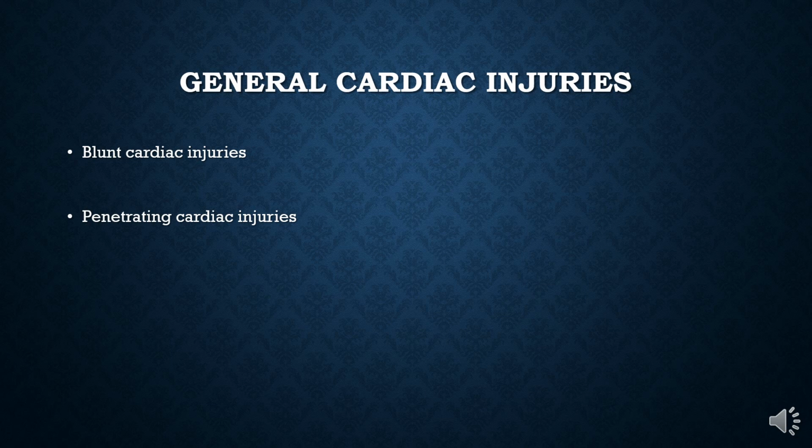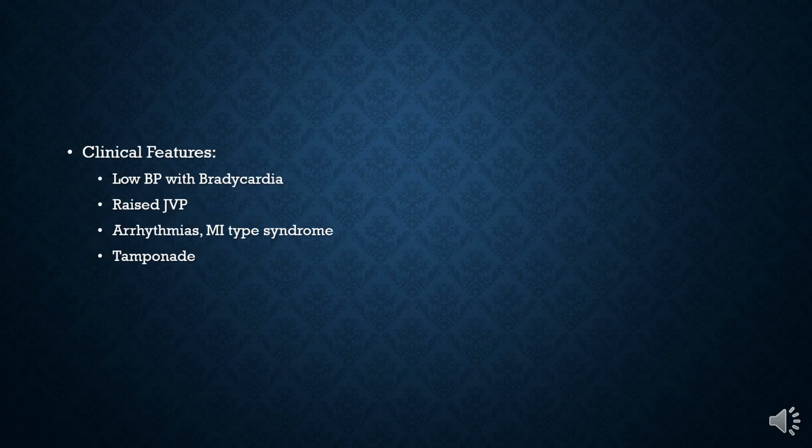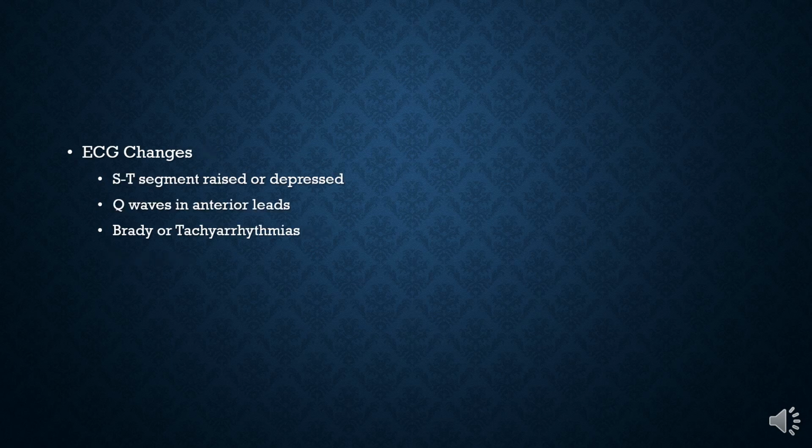Cardiac injuries: blunt cardiac injuries and penetrating cardiac injuries. In blunt injuries, cardiac contusion is the commonest and is usually a partial thickness injury, as rupture is fatal. High speed deceleration is often associated with rib fracture, sternal or thoracic spine fractures. Clinical features include low BP and bradycardia, raised JVP, arrhythmias, MI type syndrome, and tamponade. ECG changes: ST segment raised or depressed, Q waves in anterior leads, brady or tachyarrhythmia.